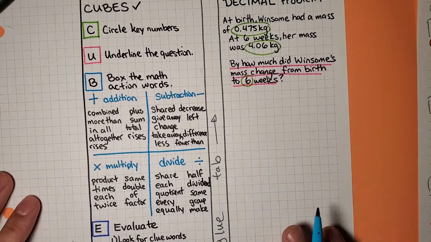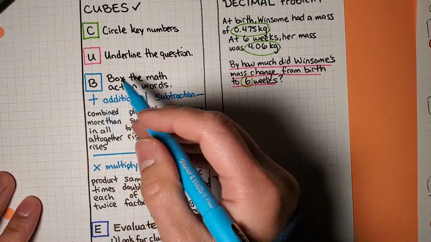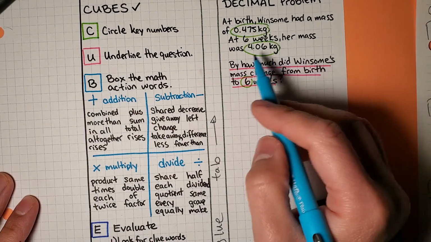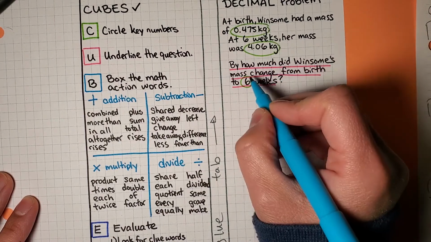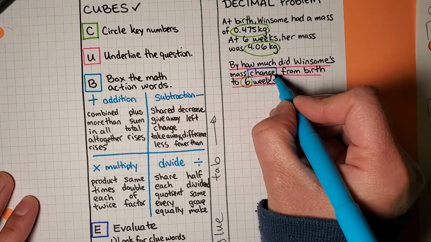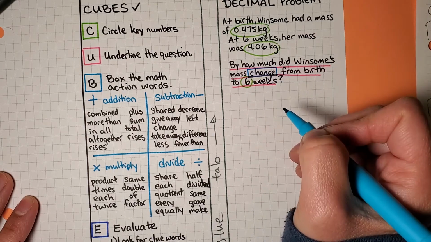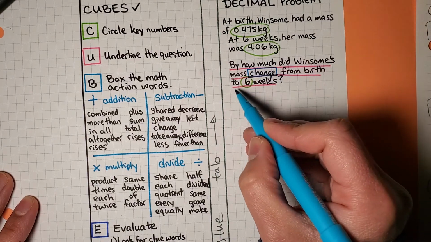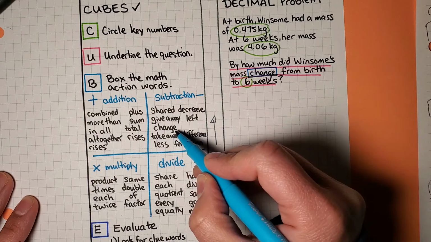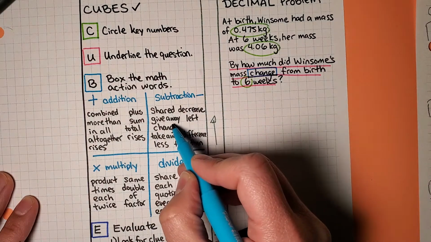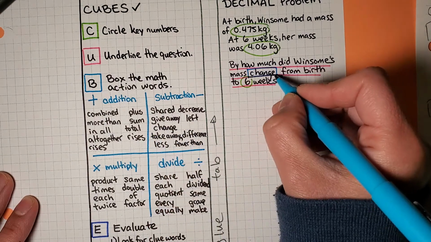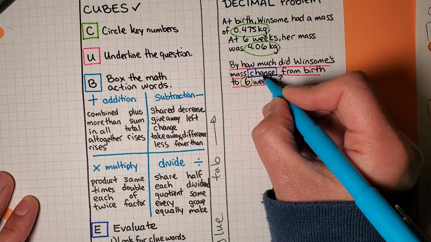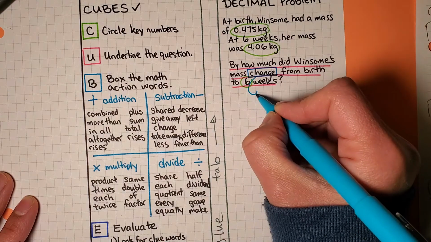Box the math action words is the next step. Her mass was, by how much? How much did Winsome's mass change? Change would be our key one. Change is right here. I don't want to highlight this right now, but it's right there. So this is going to mean subtraction.